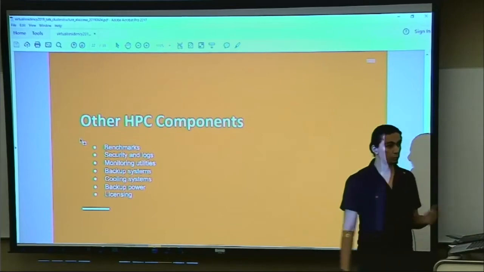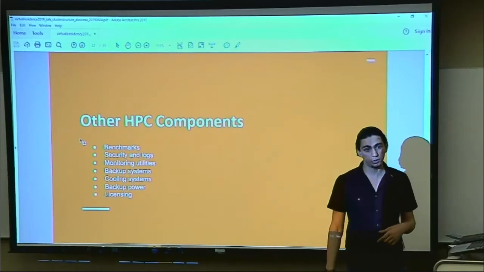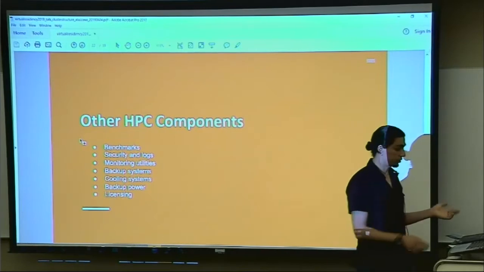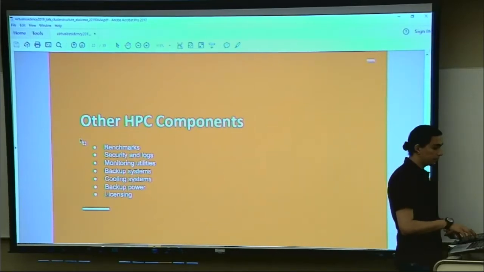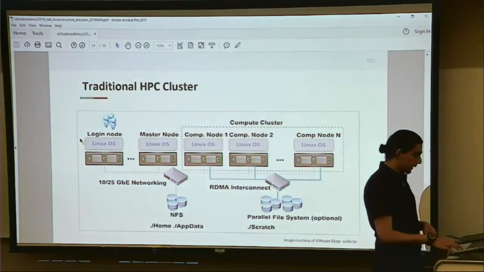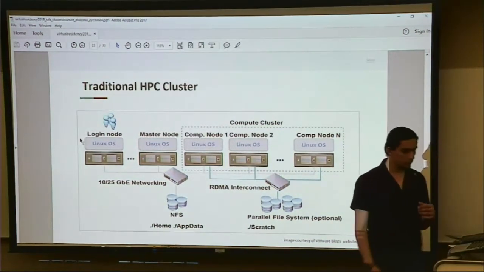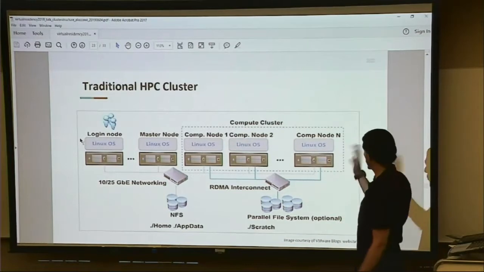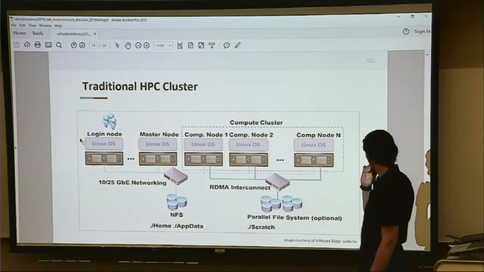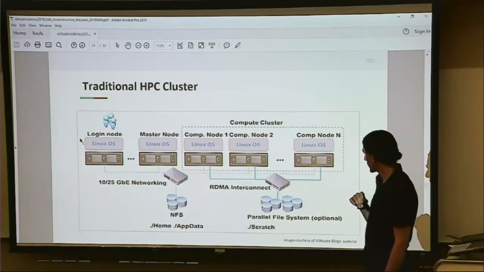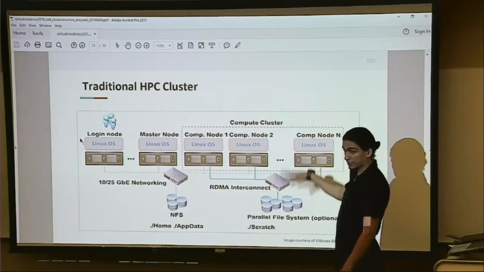And then licensing is what we talk about, like software. Do you run your own license server? What we are looking at here is just a traditional HPC cluster. I just wanted to show it in a diagram, and I stole this one from VMware's blogs.